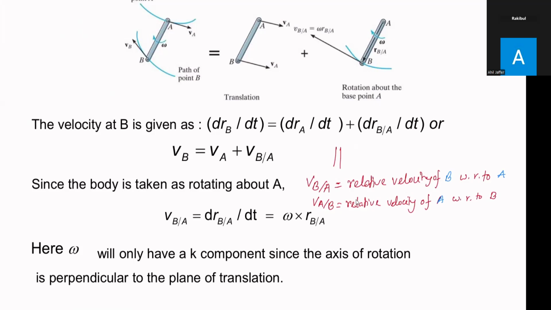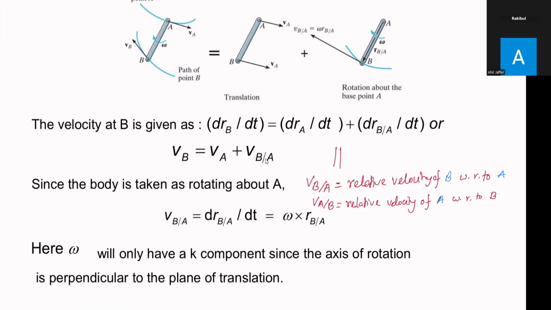Relative velocity of A with respect to B. So VA, VB, you understand my point? VA, VB, this is not a relative velocity. It's just velocity, absolute velocity. This is the absolute velocity of A, and this is the relative velocity of B with respect to A. Clear?